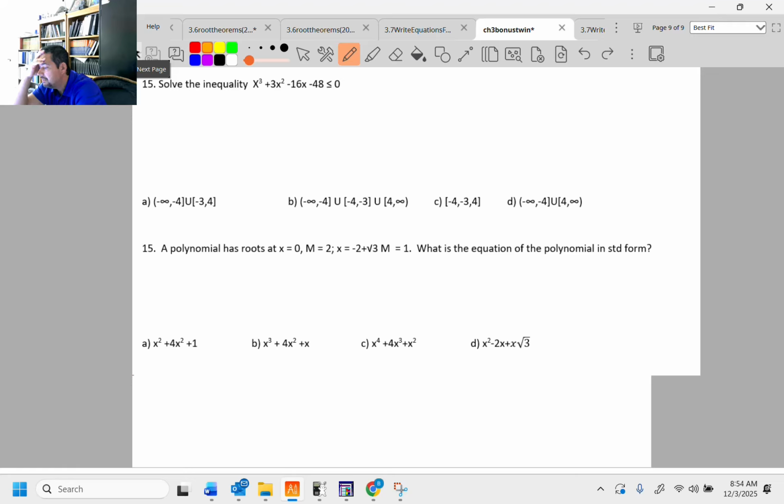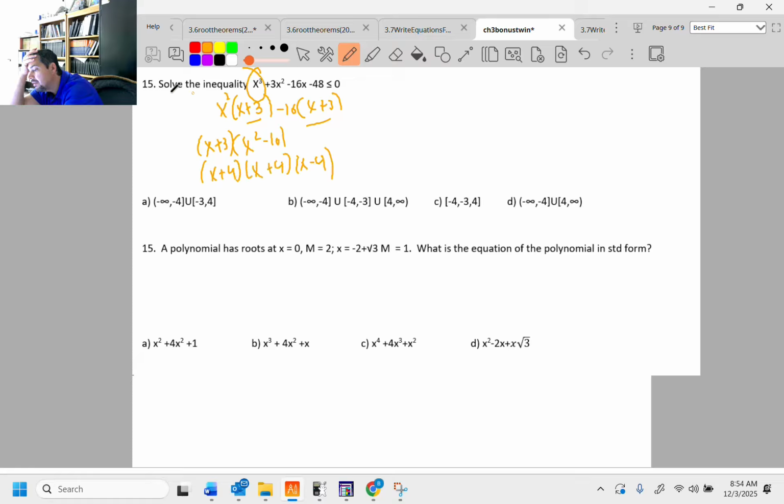Solve the inequality. I'm going to do this by graphing the way I taught you, because I think it graphs pretty easy. I can pull an x squared from both pieces. That'll leave me with x times x plus 3. I can pull a negative 16 from both pieces. That'll leave me with x plus 3. Common factor is x plus 3. The stuff left over is x squared minus 16, which factors as x plus 4 and x minus 4. Power function is x cubed, which starts its day low and ends its day high.